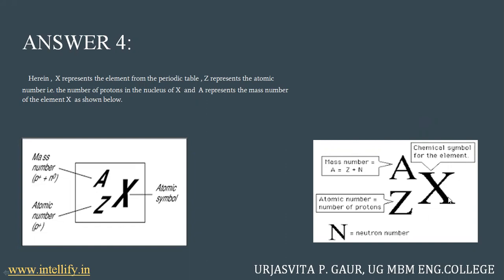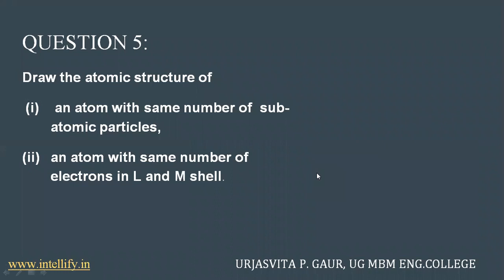This symbol is going to give you complete information about a chemical element, along with its mass number and its number of protons, or atomic number. Now the next question asks us to draw the atomic structure of an atom with the same number of subatomic particles and an atom with the same number of electrons in the L and the M shell.